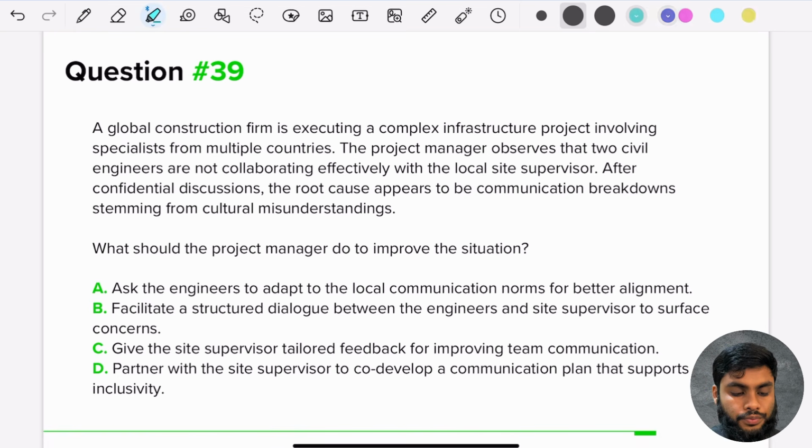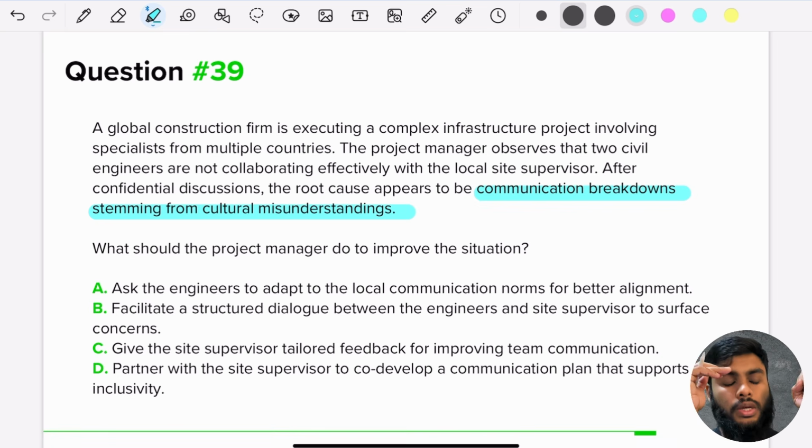Okay, so a global construction firm is executing a complex infrastructure project involving specialists. The PM observes that two civil engineers are not collaborating effectively with the local site supervisor. After discussions, the root cause appears to be communication breakdown stemming from cultural misunderstandings. That's our problem statement, guys. See, all these words before it are setting up the situation. So you have to be sharp when it comes to reading. And I know the exam is long and you might get tired, but you need to stay sharp when it comes to reading. We're done half of the work by just understanding the problem statement.